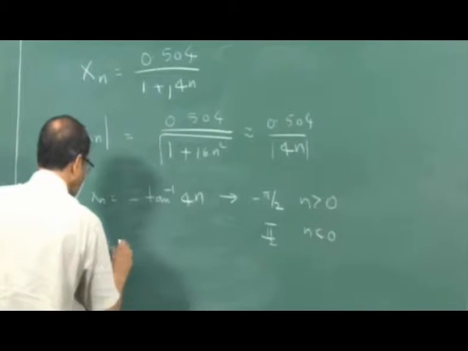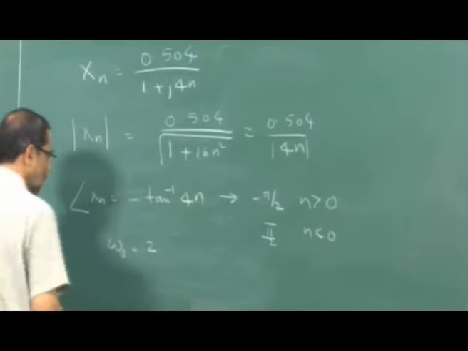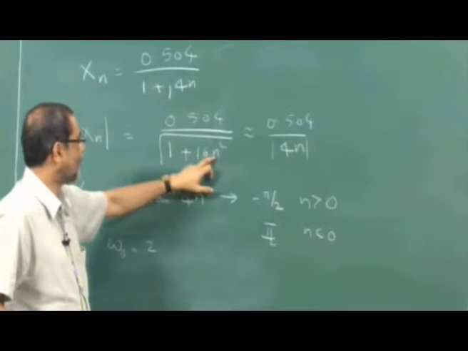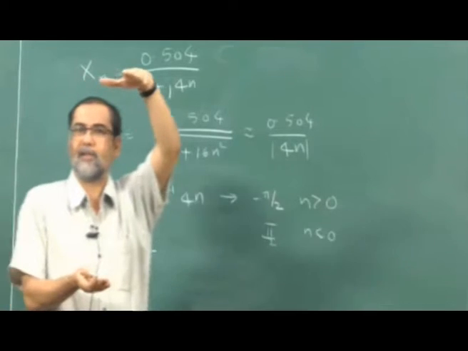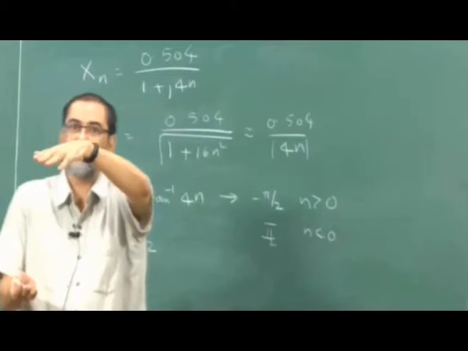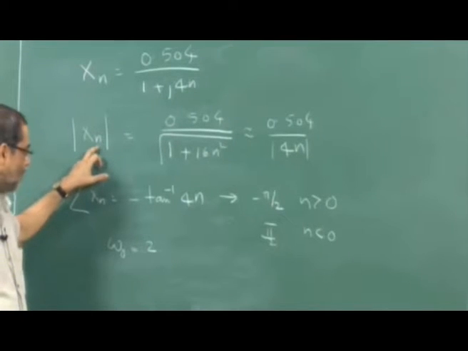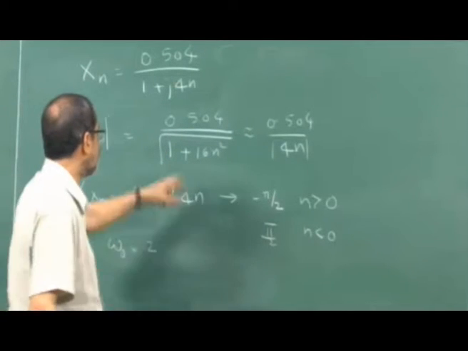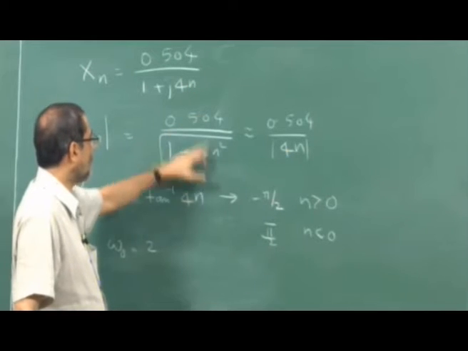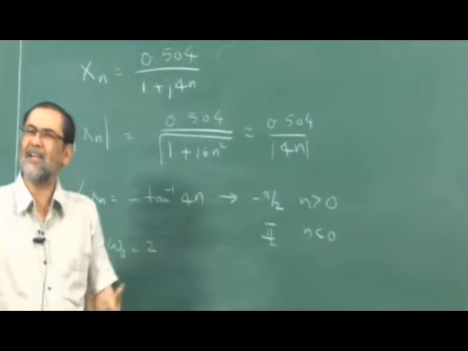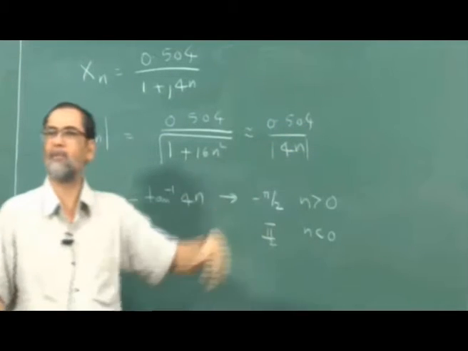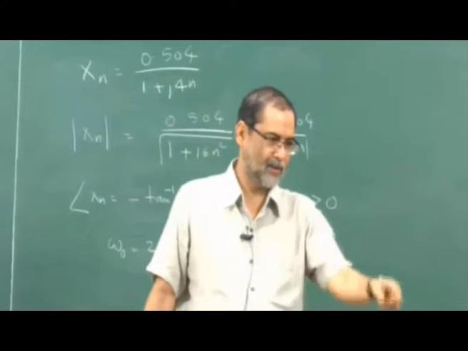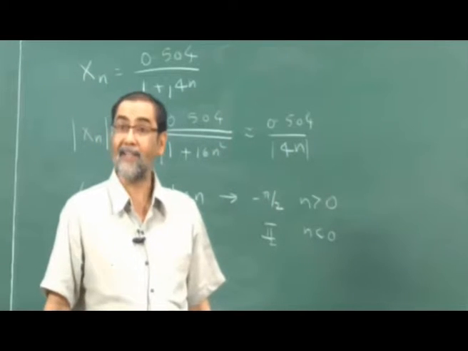My omega naught is 2, so I get values at n equal to 0. If you substitute n equal to 0, it's 0.504. So that's the first magnitude, that is x0. Now substitute n equal to 1. For n equal to 1, the frequency is 2, so I have a value at 2 radians per second. For n equal to 1, it would be 16 plus 1 is 17, nearly 4, right. So 0.504 by 4 is something like 0.104 or something. So you see that I have 0.504 by under root 17, that is 16 plus 1.